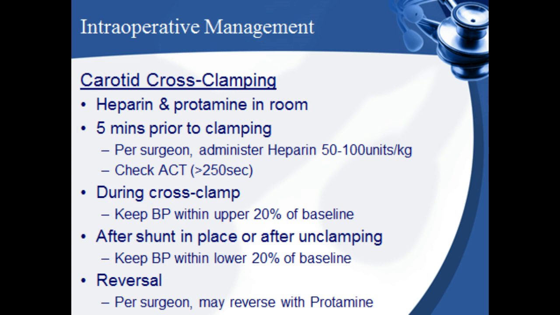During carotid cross-clamping, you want to make sure you have your heparin and protamine in the room. 5 minutes prior to clamping, per the surgeon, you're going to administer heparin 50 to 100 units per kilogram. You're going to check an ACT if you have that available. What you're looking for is greater than 250 seconds for your ACT. During cross-clamping, you want to keep your blood pressure within the upper 20% of your baseline to increase cerebral perfusion. After shunt placement or after unclamping, you keep your blood pressure in the lower 20% of baseline, which is why it's important to establish your baseline blood pressure in the beginning.